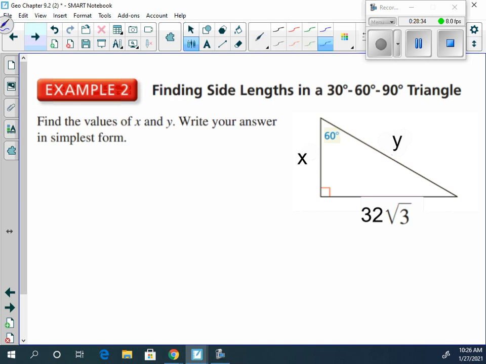So again, they gave us the side opposite 60 degrees. The best way, or what I think is the best way, is to find the shortest side length, the side length opposite 30 degrees. We take the side opposite 60 degrees and divide it by the square root of 3. So what is 32 square root of 3 divided by the square root of 3? 32, because anything divided by itself is 1.